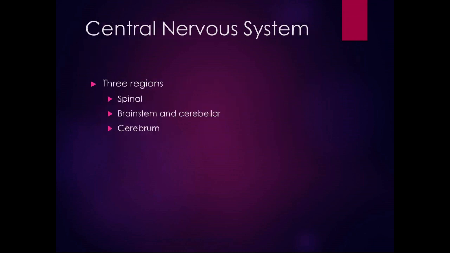So the central nervous system is divided into three regions: the spinal region, the brainstem and cerebellar region, and the cerebrum.